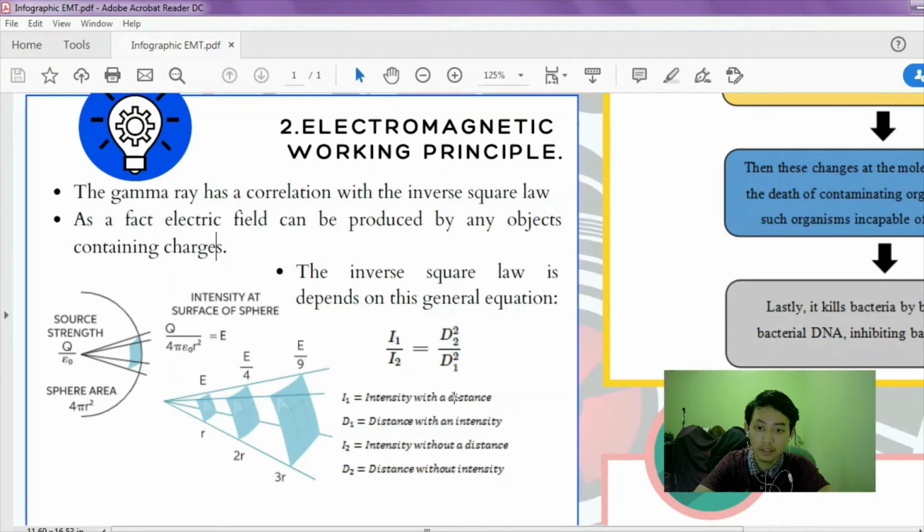At the right side, this is the general equation: if the intensity is given, we can simply find the distance, and otherwise, if the distance is given, we can simply find the intensity. So that's all for this part, and for the next part I will pass it to my friend.